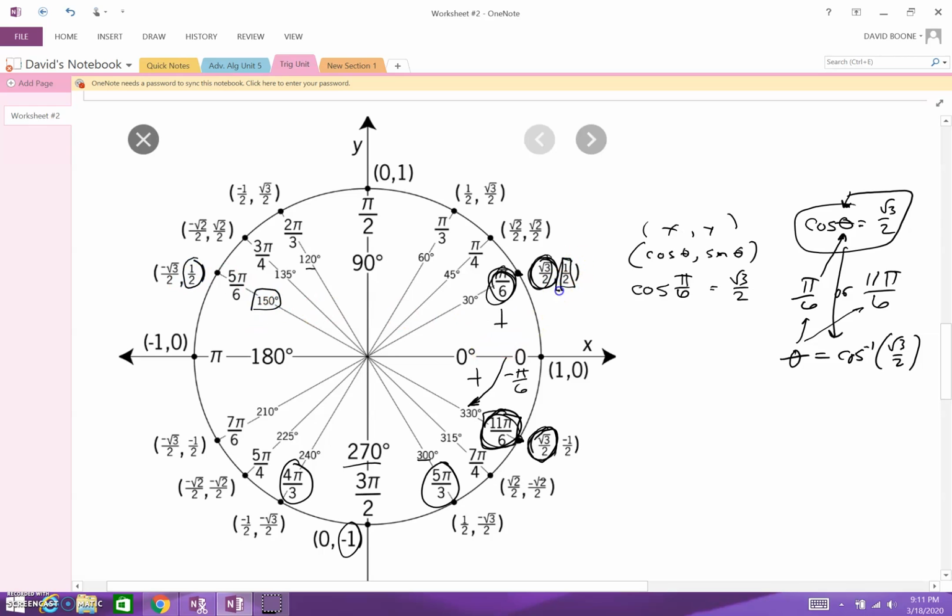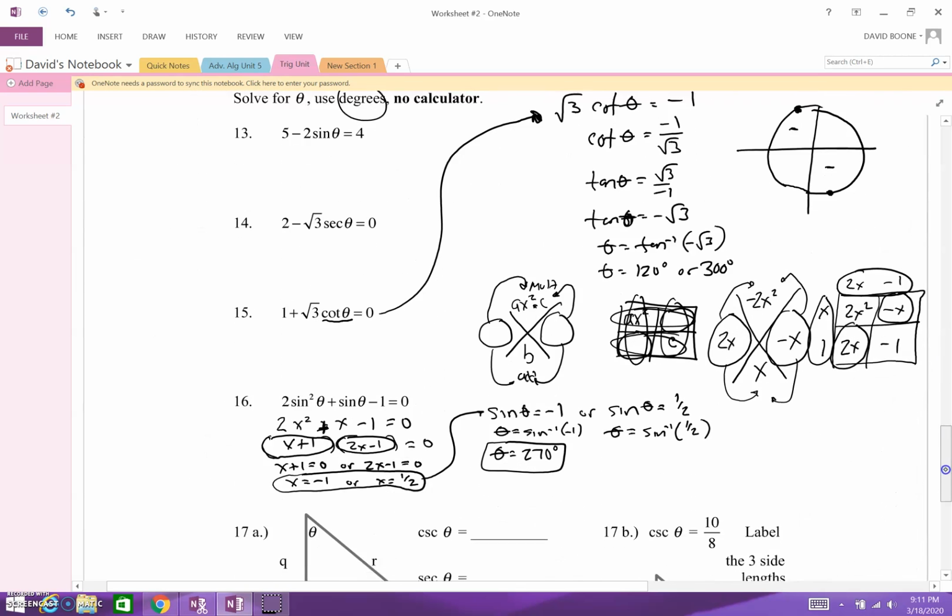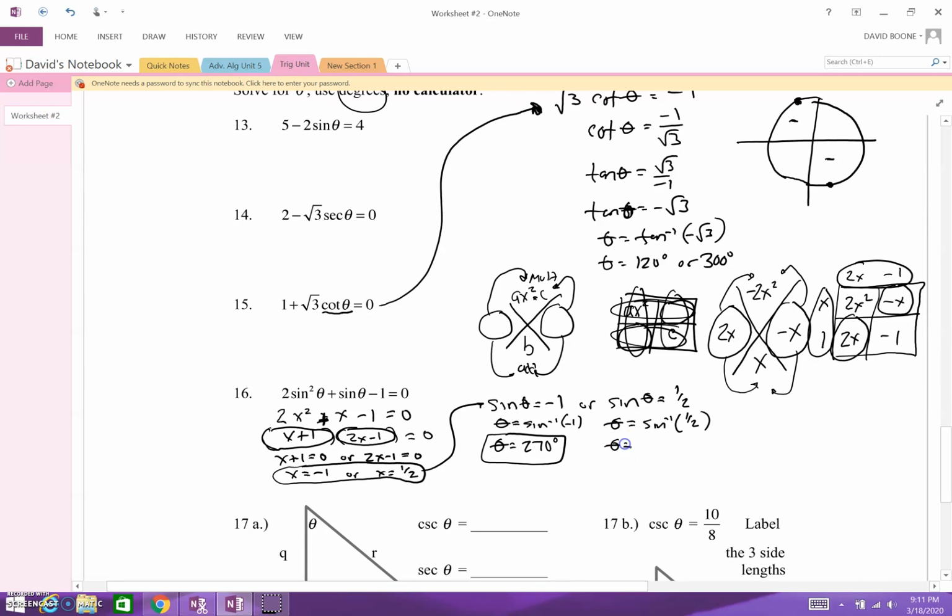And then also right here, which is 30 degrees. So theta would equal 30 degrees or 150 degrees. So we've got the two answers here plus that one answer there.